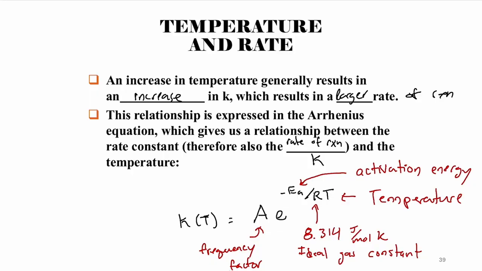And we'll talk a little bit in detail about what all these things together are and how they actually represent how the rate changes. But these are all the different variables that we have, or sometimes constants, in our Arrhenius equation.